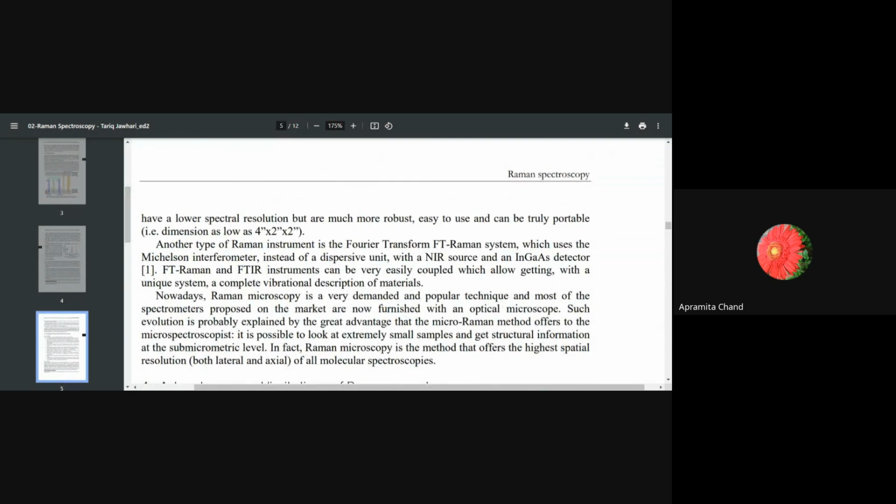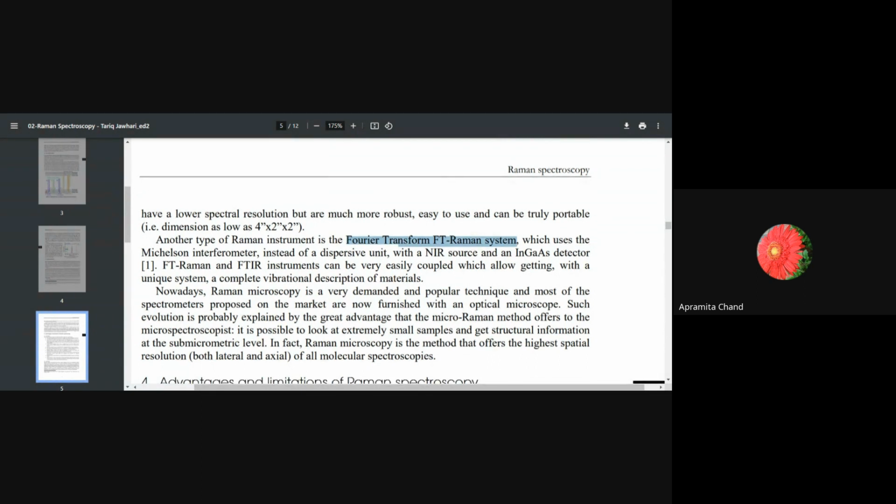Also, like in FTIR, we have the Fourier transform. An FT Raman system is also there, and it uses a Michelson interferometer. Even in some systems, for complete vibrational description, the FT Raman and the FTIR instruments are coupled, so you can get a complete vibrational description of materials. With the evolution of Raman microscopy, we can now even study very small samples, and we can also resolve the samples in both lateral and axial formats.